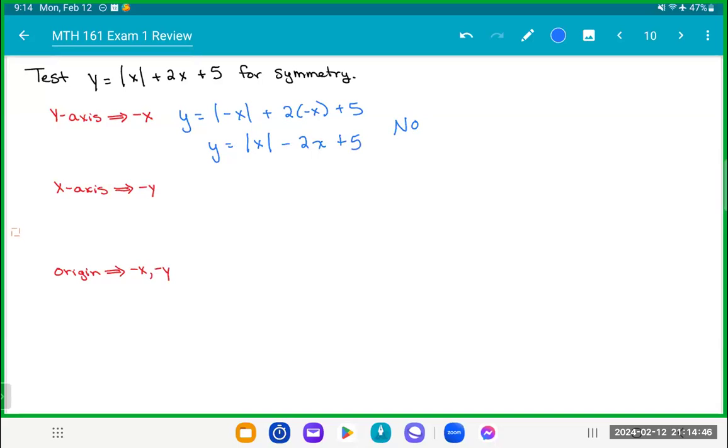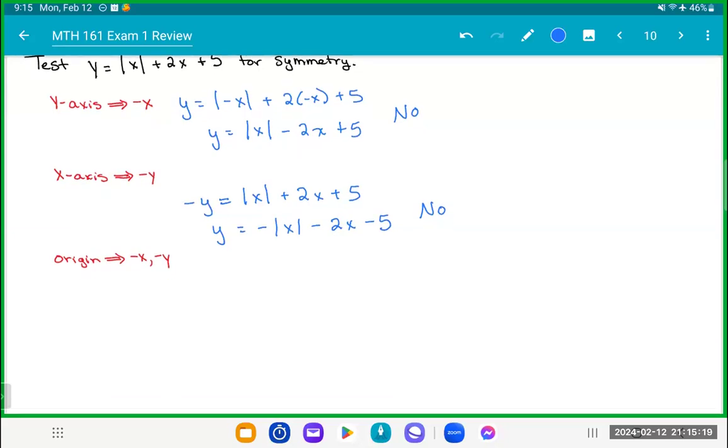Okay, looking at with respect to the y-axis. Now we change our y, so that's negative y equals the absolute value of x plus 2x plus 5. Let's simplify this, getting the y back to positive. We have y equals negative absolute value of x minus 2x minus 5. Again, that is not equal to our original equation, so there's no symmetry with respect to the y-axis.